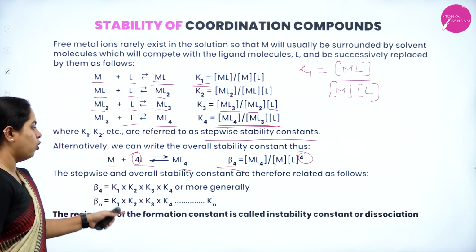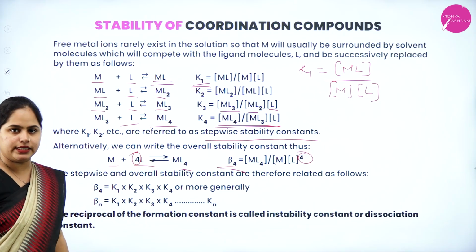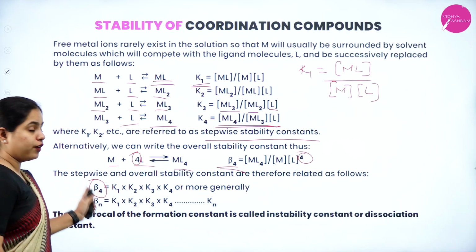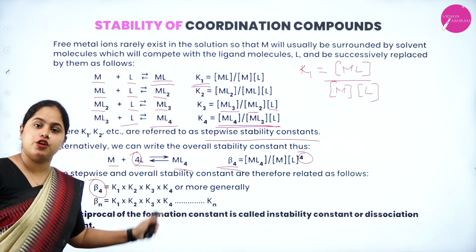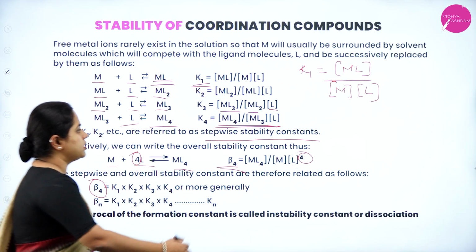The stepwise and overall stability constants are therefore related. So this relation is important. The final stability constant is a product of the stability constants of each step. So this is very important.